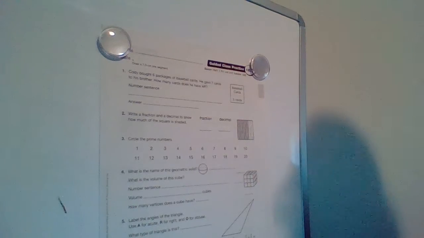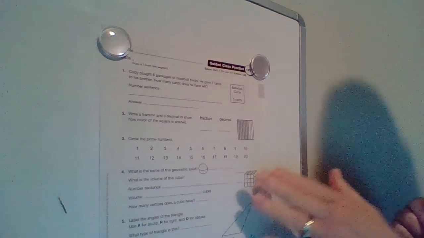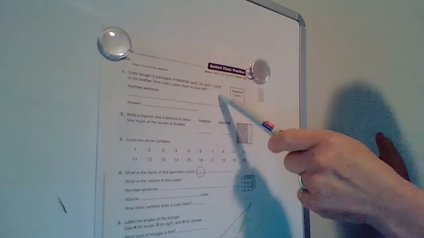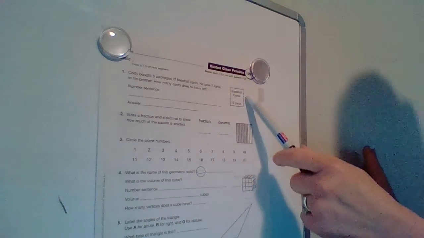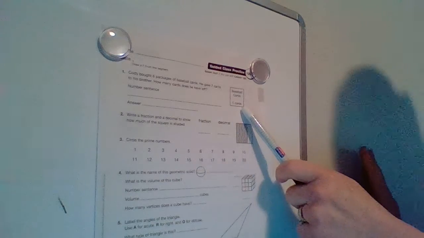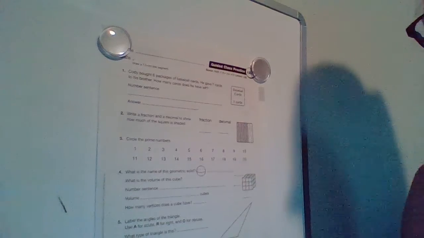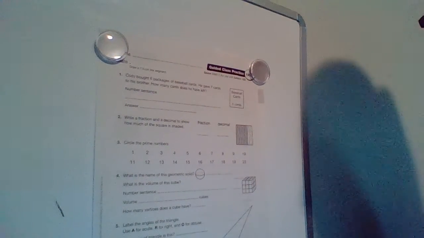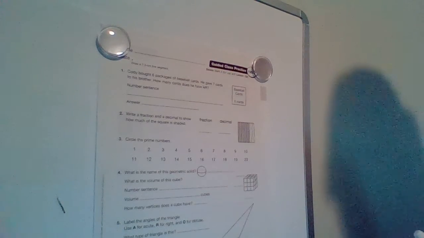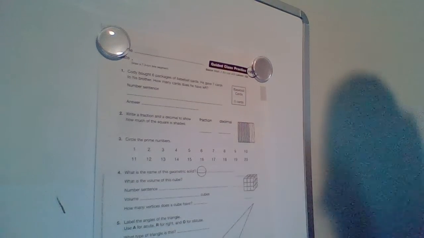Okay. It says Cody bought 6 packages of baseball cards. He gave 7 cards to his brother. How many cards does he have left? Now over here you see this sign says baseball cards, 5 cards. So that is telling you that in this package there are 5 cards in the package. So that's going to help you when you do your homework side because you're going to see the same kind of thing, okay? So that's a help right there.